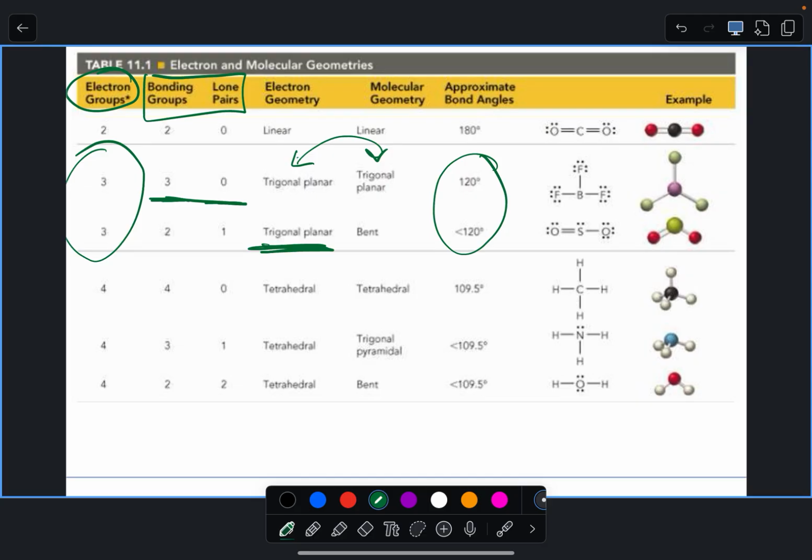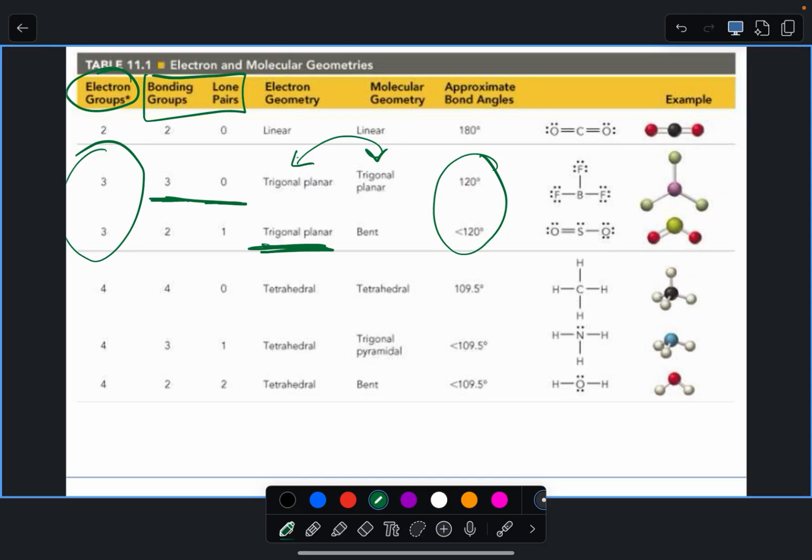If there's a lone pair. If there's no lone pair on the central atom, the molecular geometry and the electron geometry are the same thing. If there is a lone pair, you want to think about the fact that the lone pair is influencing the shape. Like the lone pair is there, it's taking up room, but there's no atom there.